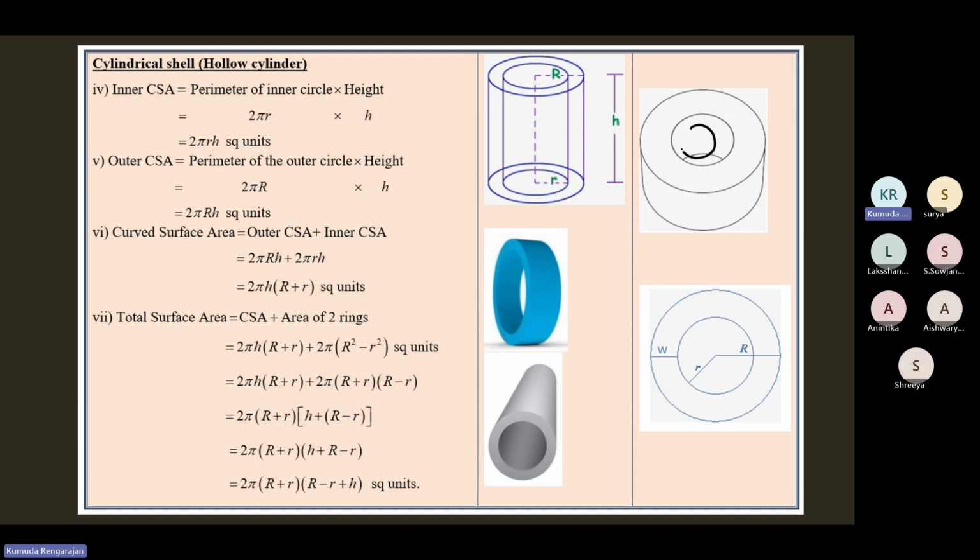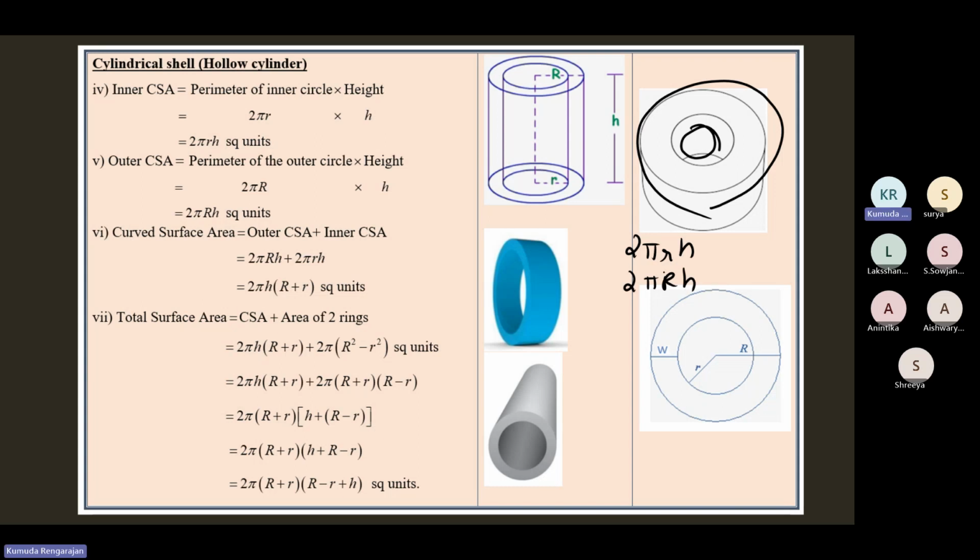So this is the inner CSA given by the formula 2 pi small r H. Outer CSA: see, it's a cylinder, so CSA is 2 pi RH. Use small r for inner CSA, use capital R for outer CSA. The height will be the same. There is nothing like inner height and outer height. Height is the same.